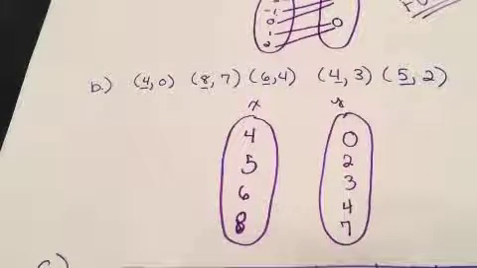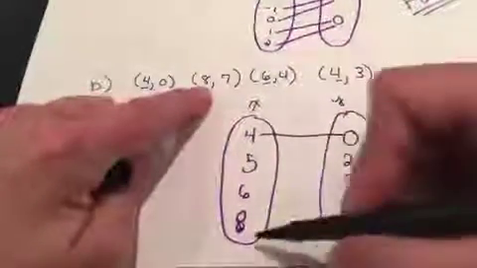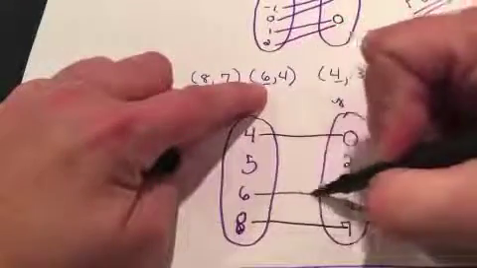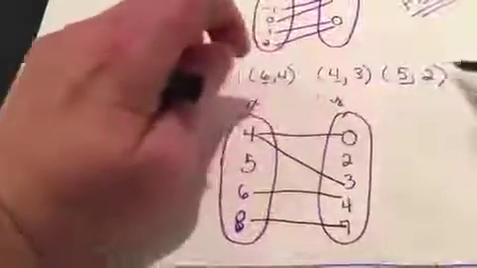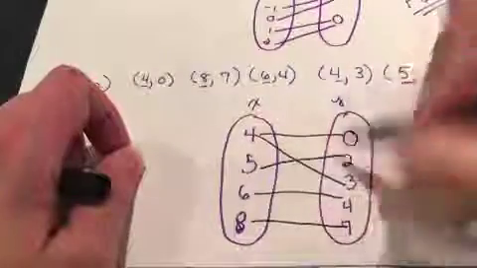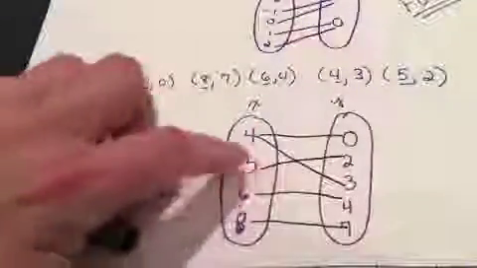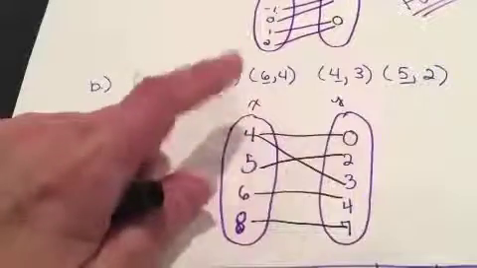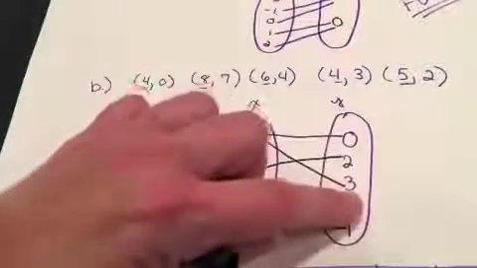And we're going to draw our lines to show the relationship between the two. So our 4 gets mapped to 0, based on that. 8 gets mapped to 7. 6 gets mapped to 4. 4 gets mapped to 3. And 5 gets mapped to 2. If you notice, 8 to 7, 6 to 4, 5 to 2, those inputs all have exactly one output. But this guy, number 4, has two outputs. 4 has an output of 0 and an output of 3.